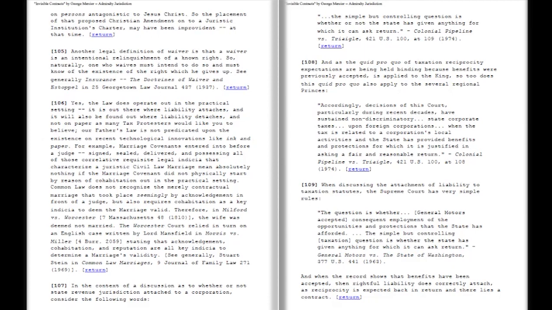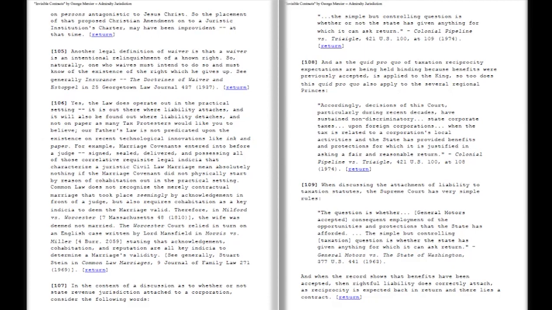Return. 105. Another legal definition of waiver is that a waiver is an intentional relinquishment of a known right. So, naturally, one who waives must intend to do so and must know of the existence of the right which he gives up. See generally Insurance, the Doctrines of Waiver and Estoppel, in 25 Georgetown Law Journal 437, 1937.